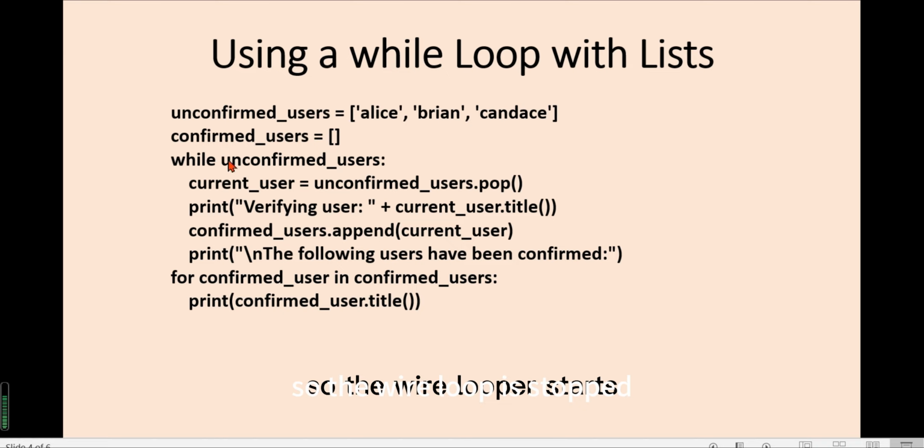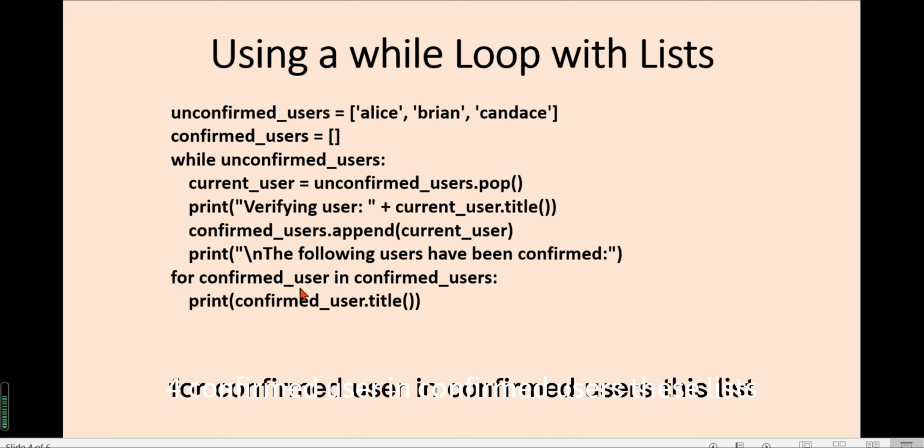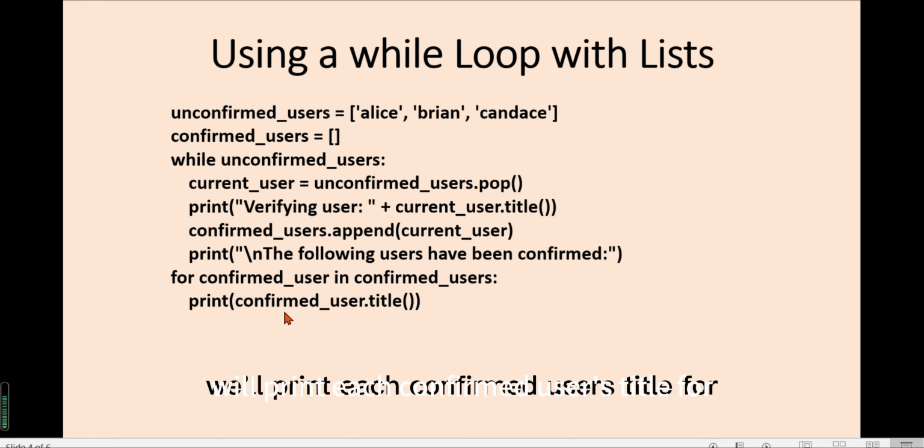So the while loop stopped. Then we have a for loop: for confirmed user in confirmed users, which will print each confirmed user's title.